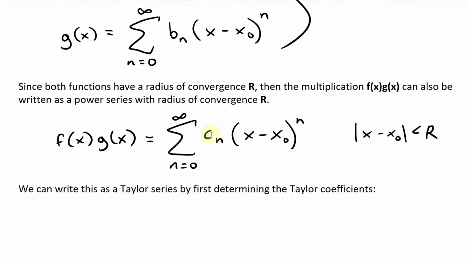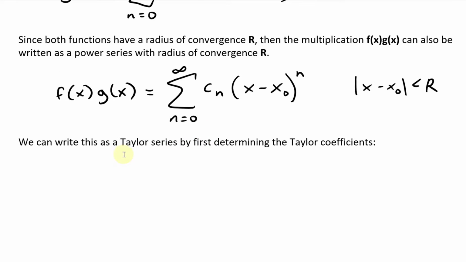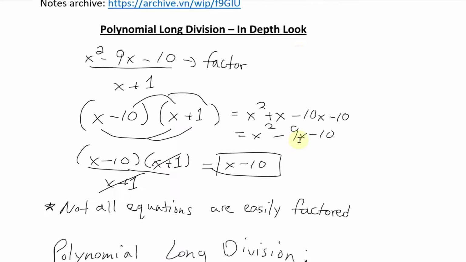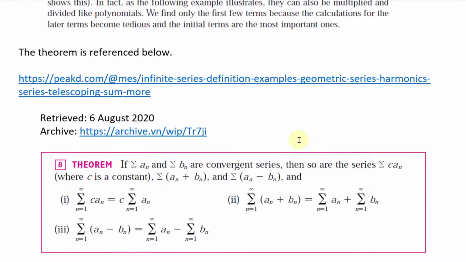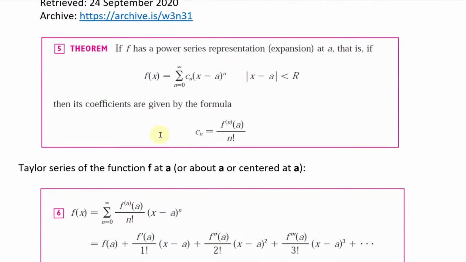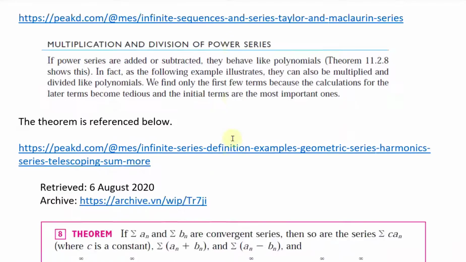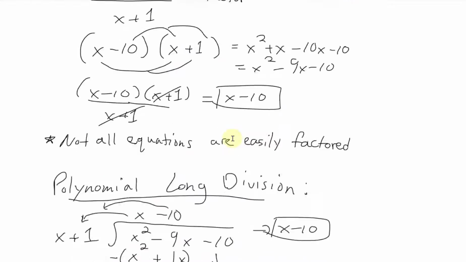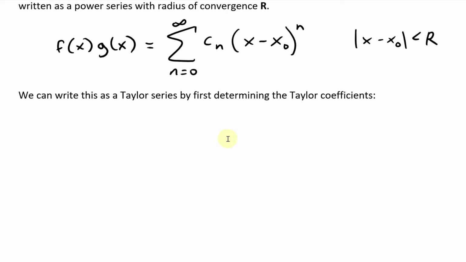Now for this function, we can write this as a Taylor series by first determining the Taylor coefficients, so let's scroll up to the Taylor coefficients. Again, remember, a Taylor series is just a power series where we can determine the coefficients using the derivative. So c_n, the coefficients, are equal to the nth derivative at a divided by n factorial. In our case, we're going to have f times g, so we can write it in this format.